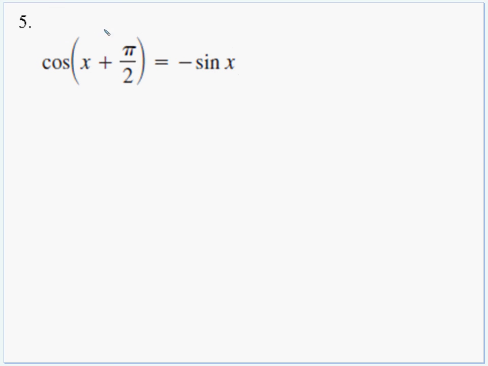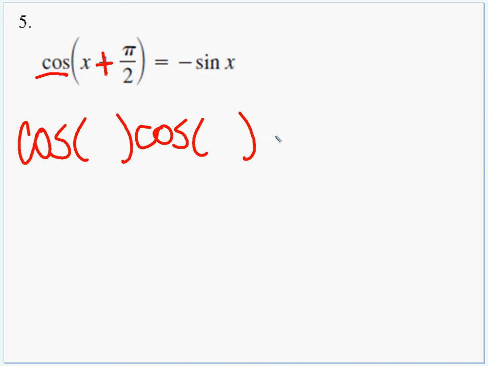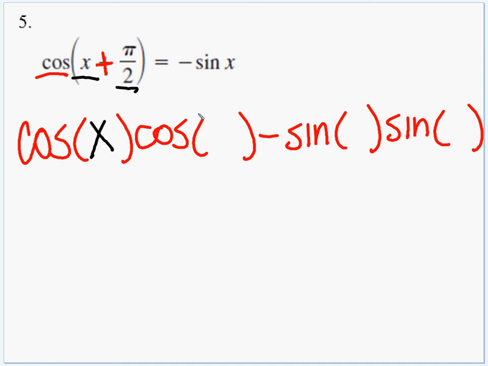And on the left side, we have the cosine of a sum. So what's the pattern for cosine of a sum? That's going to be cos cos minus sine sine. And we drop in the angles. First goes an x and then a half pi. X, pi over 2, x, pi over 2.